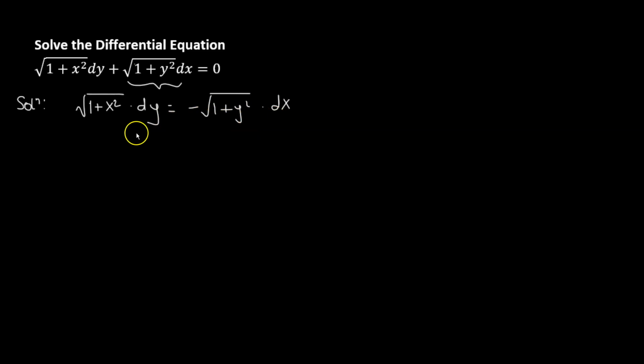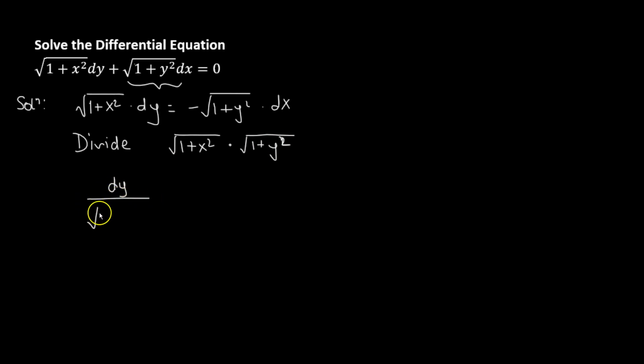Now since we have the coefficient of dy as some function of x, but we want it as a function of y instead, and similarly for the coefficient of dx, we will divide both sides by the product square root of 1 plus x squared times square root of 1 plus y squared. So we have dy divided by square root of 1 plus y squared equals negative dx over square root of 1 plus x squared.